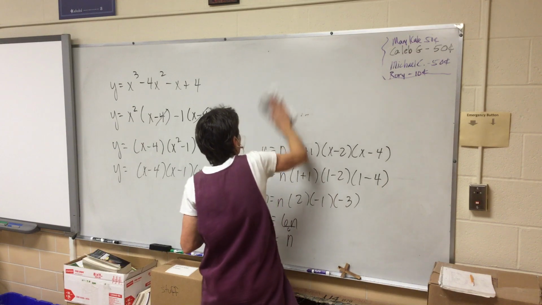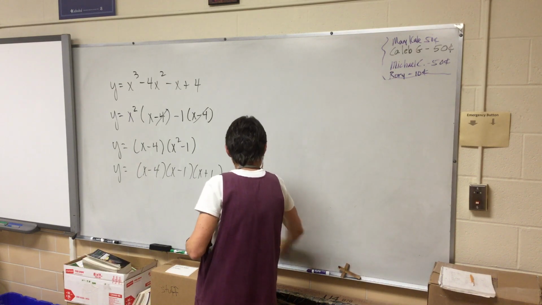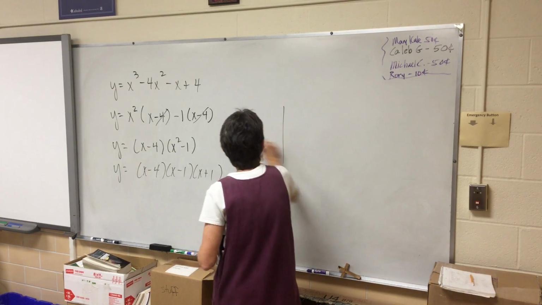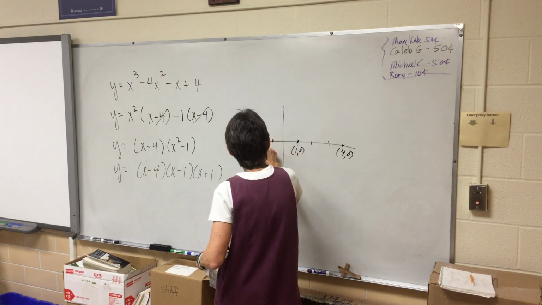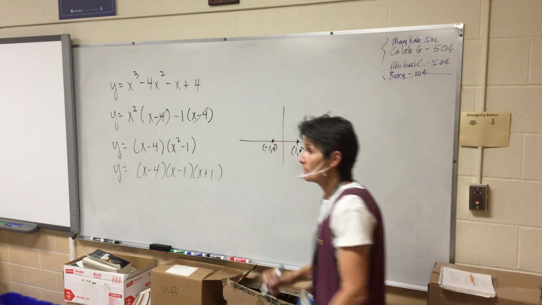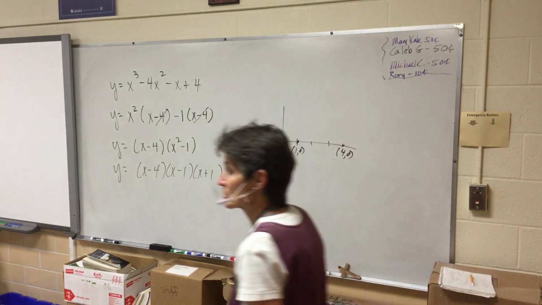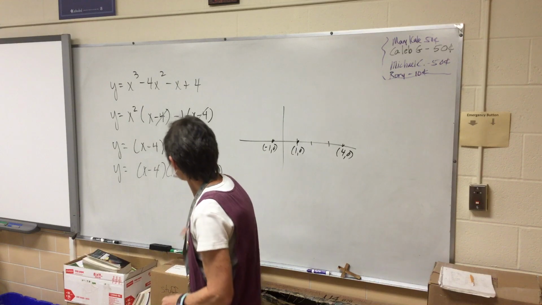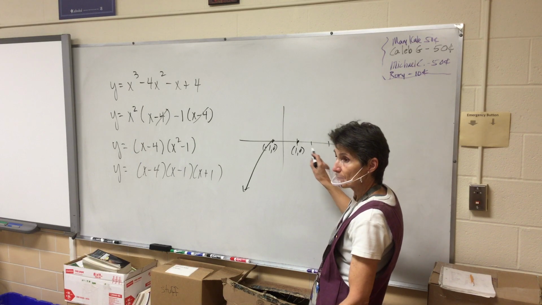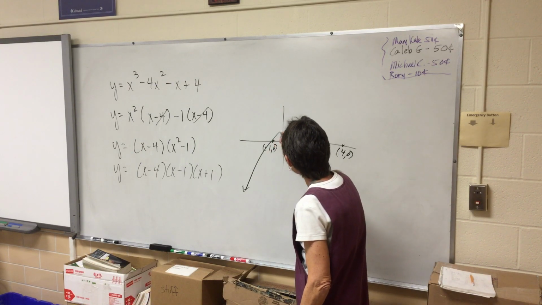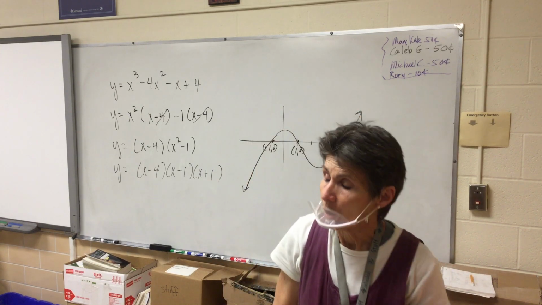How many dots are we going to have? 3. Where are they going to be? 4 and 1 and negative 1. I'm going to draw it. It's x cubed, right? Where do x cubes start? Down. So x cubed starts down here. Are any of these going to be bouncers? Nope. So I just pass through, connect, pass through, connect. Done. That's all there is to it.